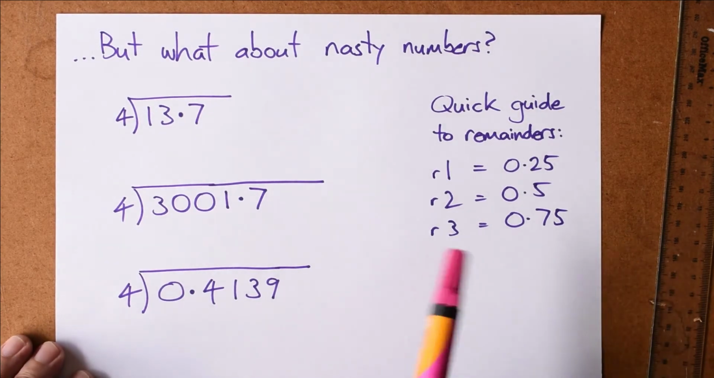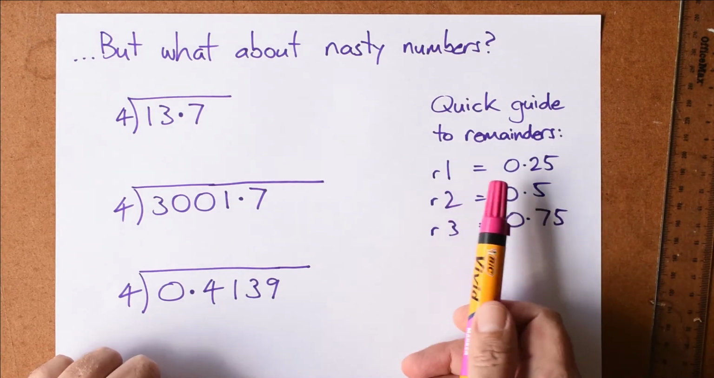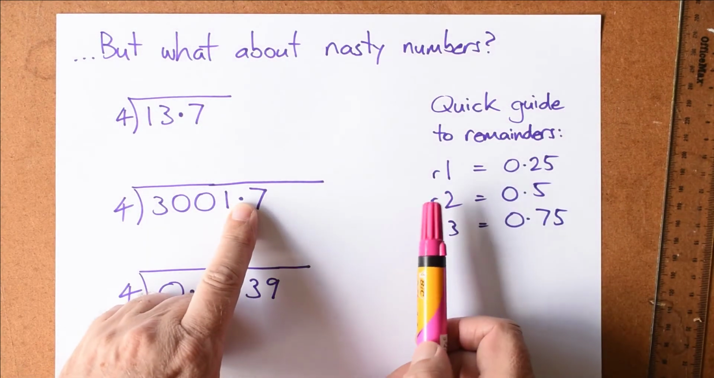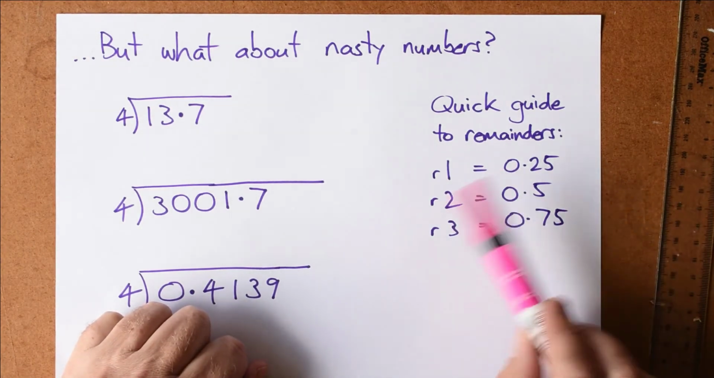Here's a quick guide though to remainders. If you've got a little bit left over, if you've got to this point here and you've got a remainder of 1, it's very easy to convert it into a decimal.